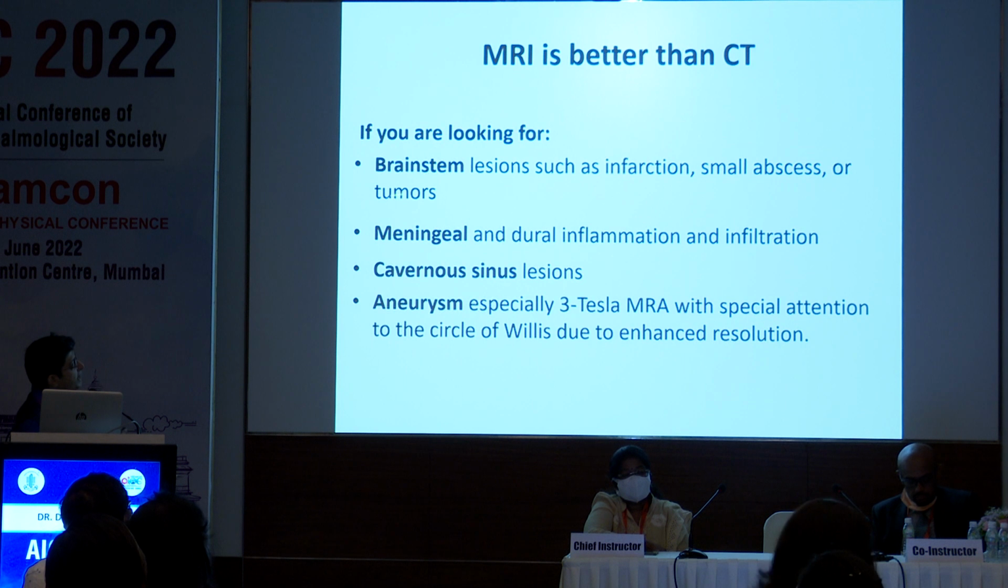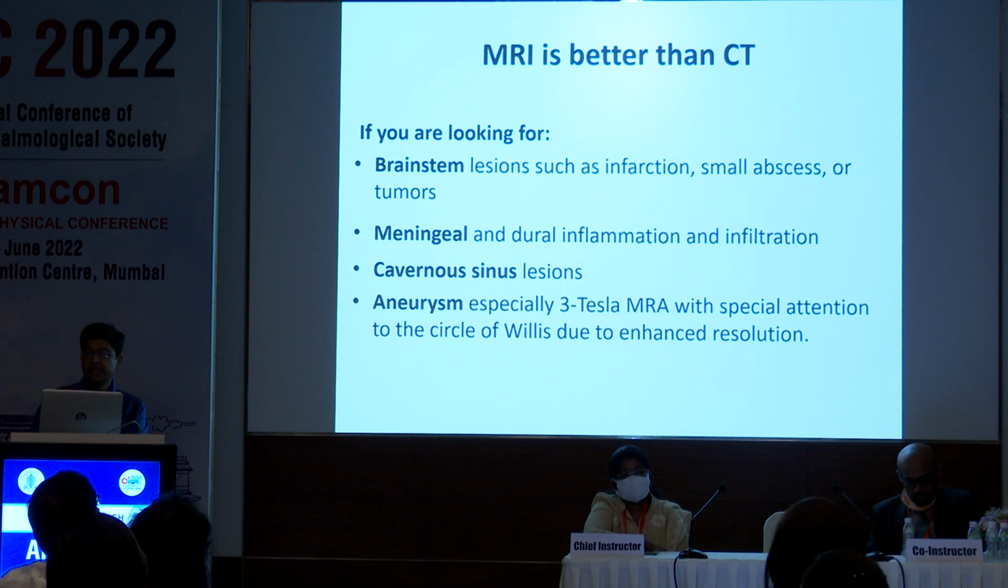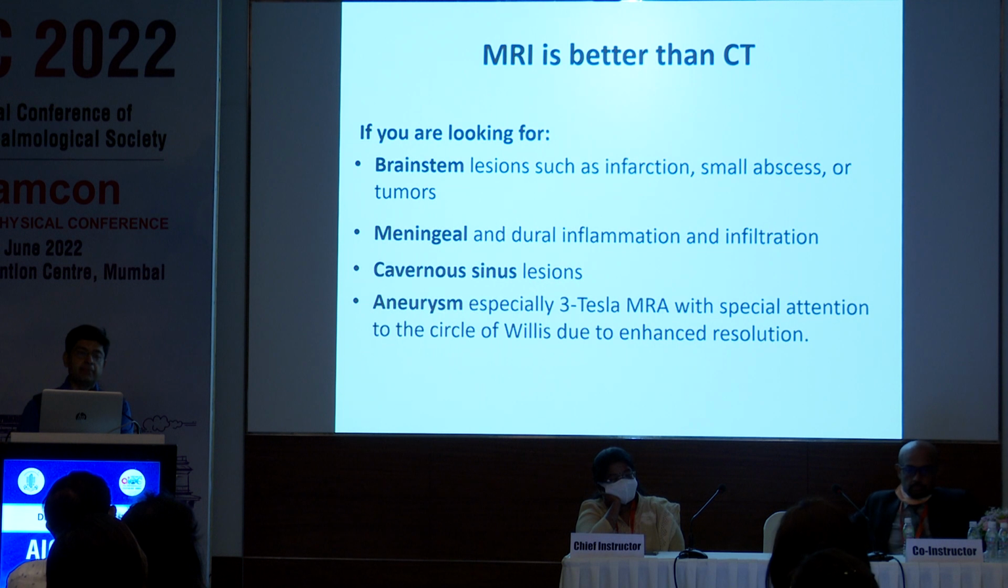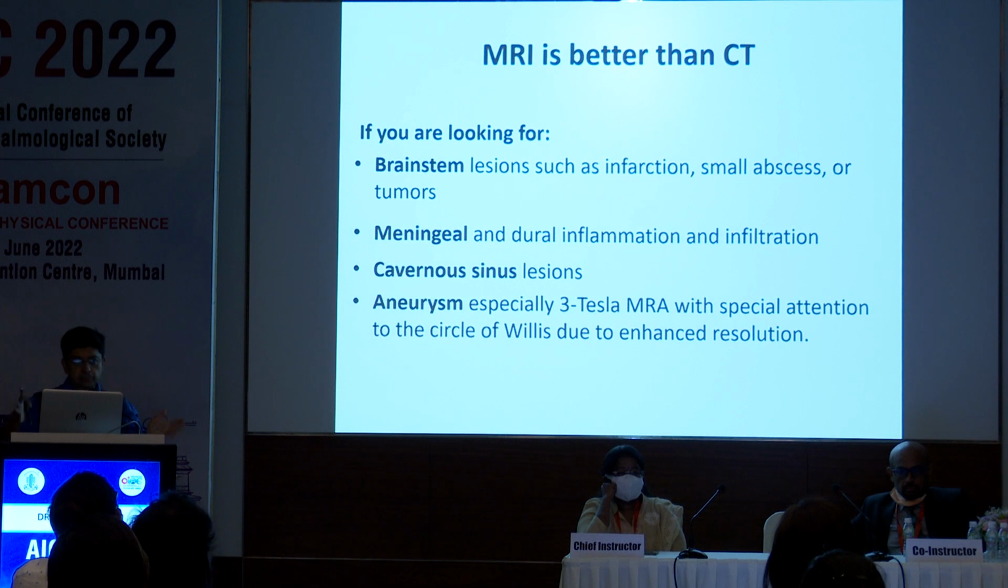An MRI is better than a CT if you're looking at brainstem lesions. Small brainstem lesions will get missed on a CT. Meningeal inflammations will nicely pick up on a contrast-enhanced MR. Cavernous sinus lesions are very difficult on a CT. Anywhere there is bone around or close, you're going to have artifacts and you're not going to be able to make them out. So when you're looking at the vault, CT; when you're looking at things inside, MR.